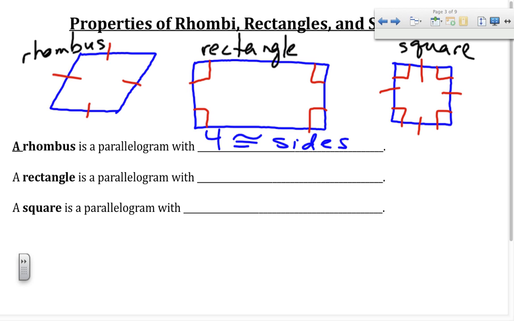A rectangle is a parallelogram with what? What do you notice about its markings? 4 right angles, yes. Another observation that you might end up seeing is that there are 4 congruent angles.